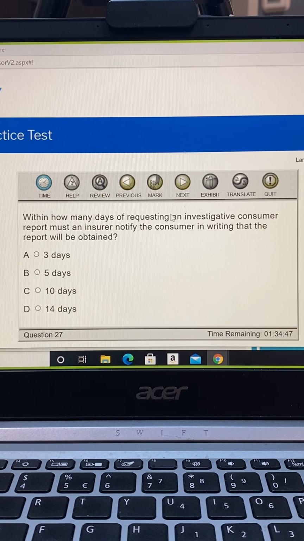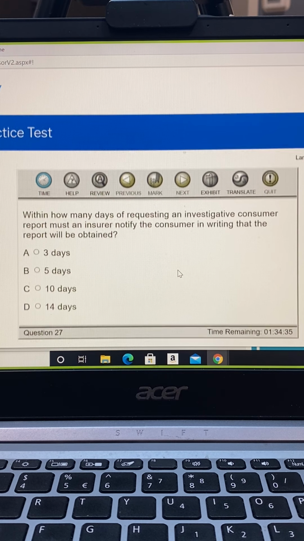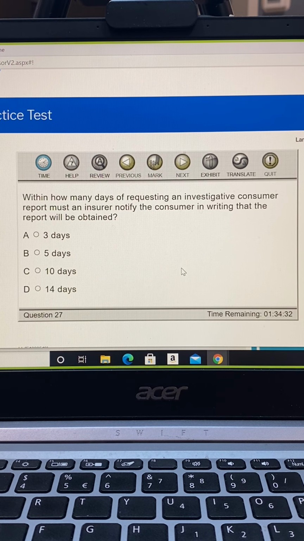Within how many days of requesting an investigative consumer report must an insurer notify the consumer in writing that the report will be obtained? Is that 5 days? Or 3 days? No, it's 1, though. You sure it's that short? You said 5. Let's go with your first answer, 5. Because I'm not sure, and they'll give us the answer at the end.